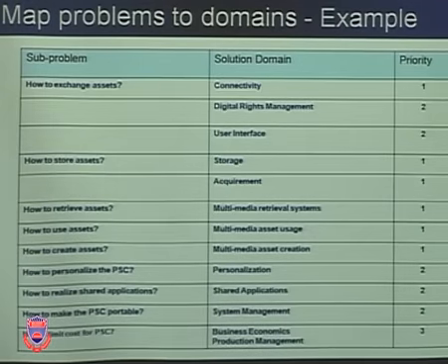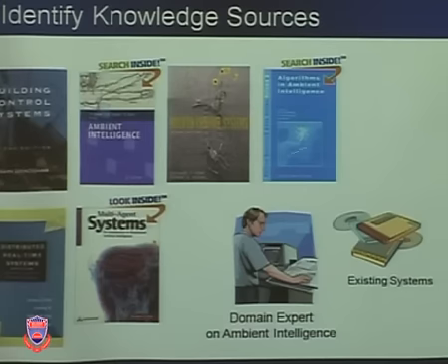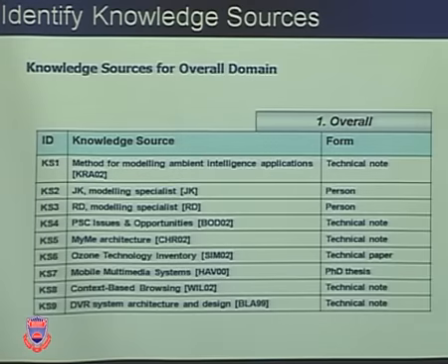Once we have these solution domains, we identify the knowledge sources, as we said. That's the domain analysis that we have seen. Knowledge sources: the literature, human beings or existing systems. And these are the knowledge sources for the overall domain. So we prioritize and list them. KS means knowledge source.